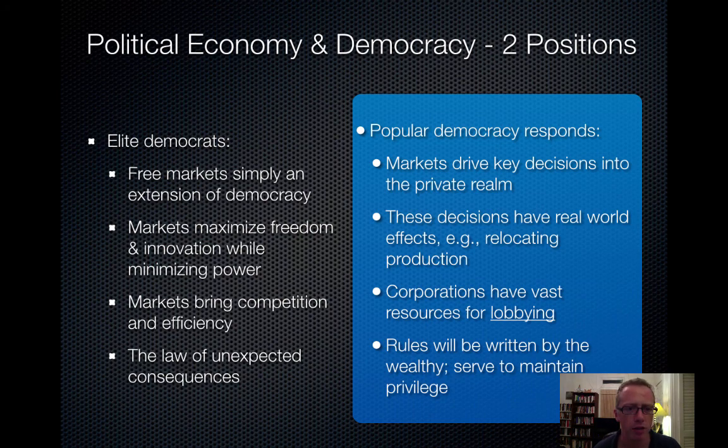So these are the elite democratic perspectives, that the free market basically is an extension of democracy, that markets maximize our freedom while minimizing coercive power in our lives, and that the markets are able to police themselves and they bring competition and efficiency to the way we live. And actually that if we don't live that way, if we don't follow the law of the market in most of our political forms of interaction, we will come up against, this is the final point from the elite Democrats' perspective, the law of unintended consequences.